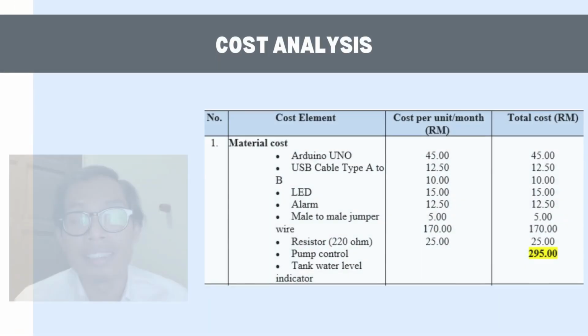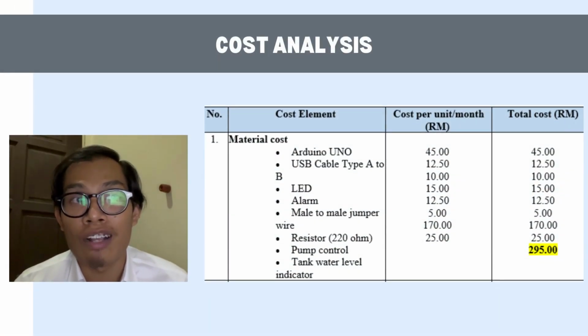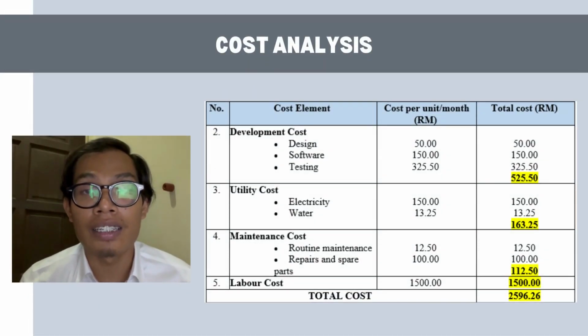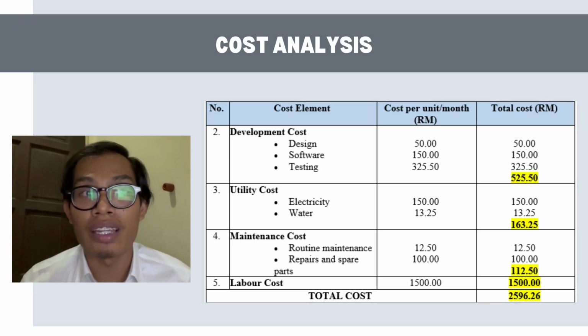So here is the table representing the calculation of material cost for the soap level detection and monitoring system. Here is the other calculation for development cost, utility cost, maintenance cost, and labor cost for the soap level detection and monitoring system. And we managed to get the total cost.